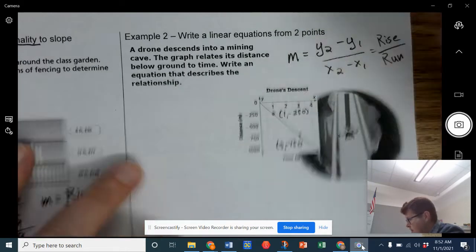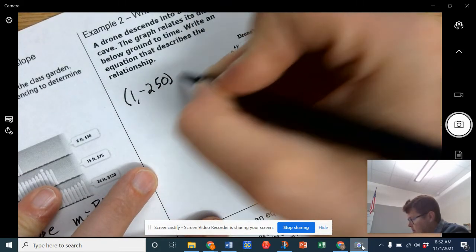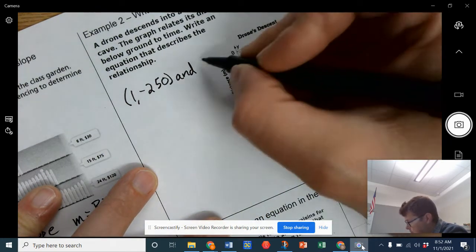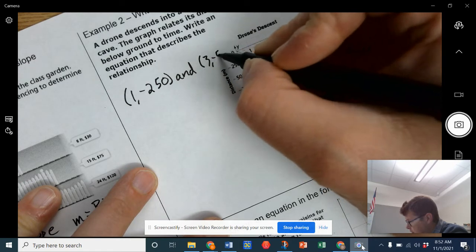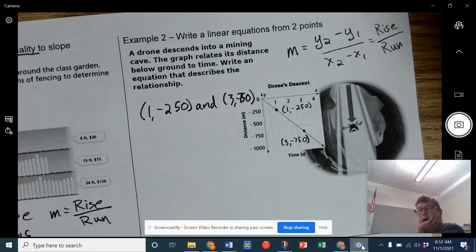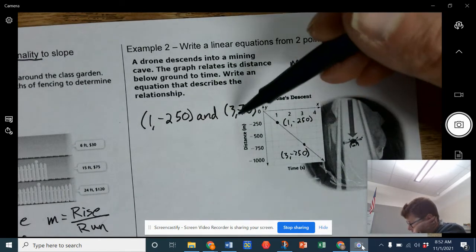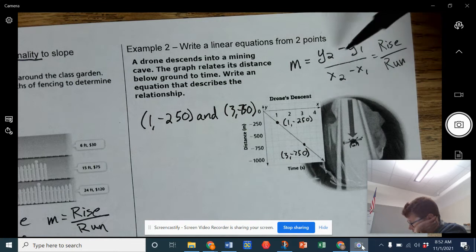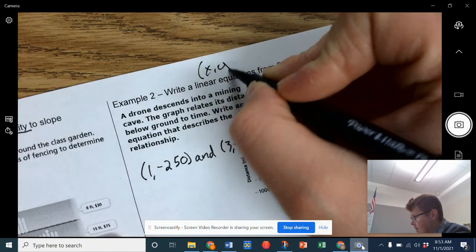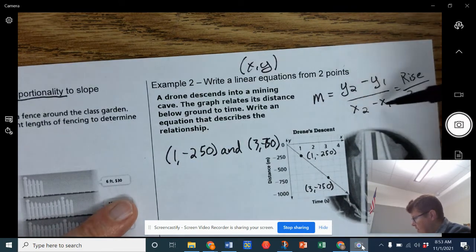Now we have these 2 points right here. I've got 1, -250, and 3, -750. Sorry, running out of room there. The idea here is you're going to break these points apart and put them into this equation right here. Now remember, points consist of an x and a y value. The x is first, the y is second. So that's what we have, the x's and the y's.